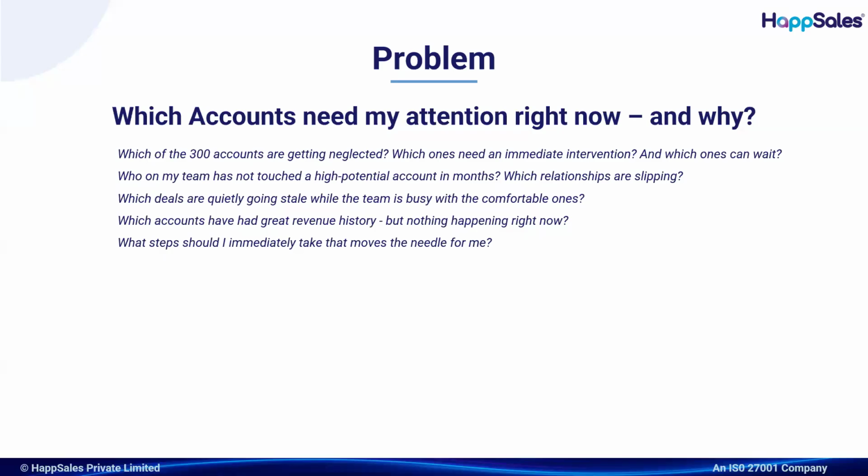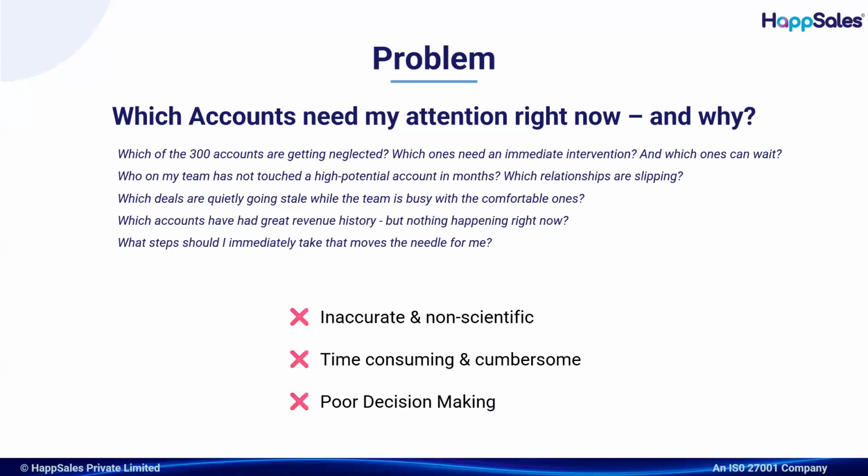Which relationships are slipping? Which opportunities or deals are quietly going stale while the team is busy with the comfortable ones? Which of the accounts have had great revenue history but nothing seems to happen right now? What steps should I immediately take that moves the needle for me? They tell us that it takes them many hours of work to get answers to these questions. The results are inaccurate and are usually gut based and not scientific. And to make it worse, the business is so dynamic that the parameters to prioritize these accounts often keep changing.